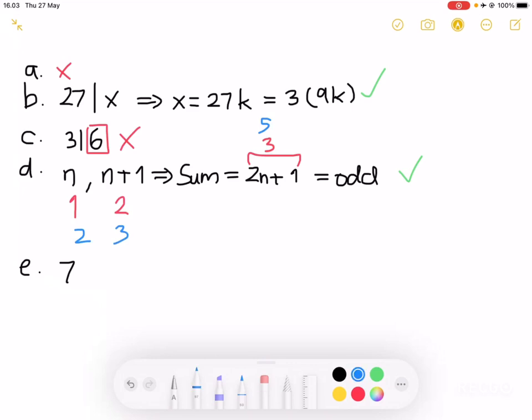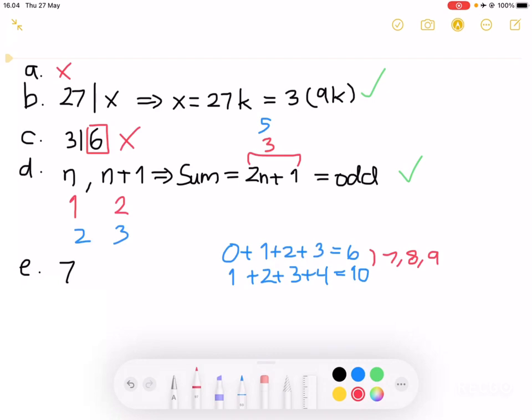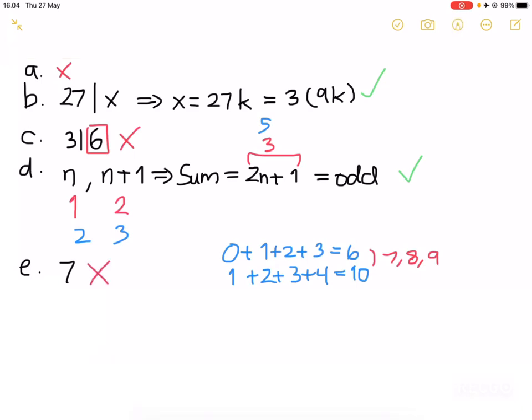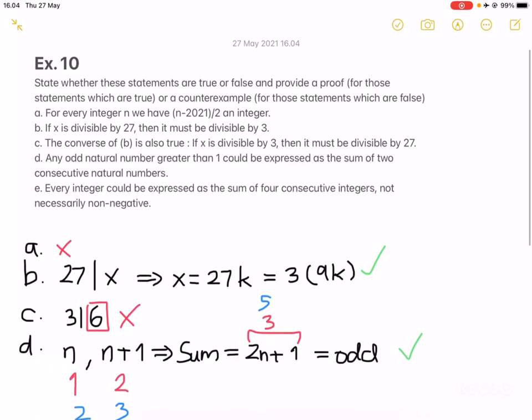Because notice that we have 0 plus 1 plus 2 plus 3, which are 4 consecutive integers, equal to 6. Then the next integer that is expressible as the sum of 4 consecutive integers is 1 plus 2 plus 3 plus 4, which is 10. Notice that there is a gap between them. That means the numbers 7, 8, and 9 cannot be expressed as the sum of 4 consecutive integers. So this statement is proven to be false since we have provided a counterexample. And this ends this video.